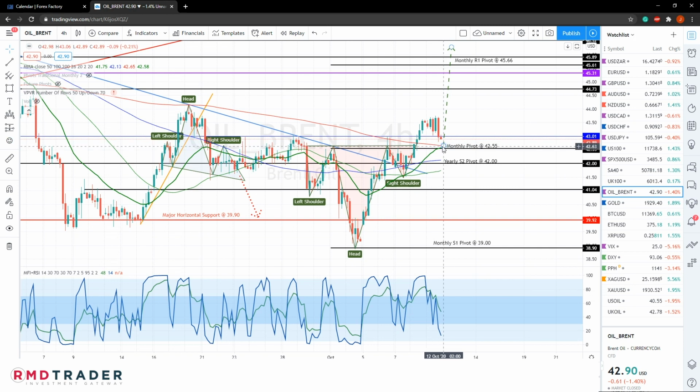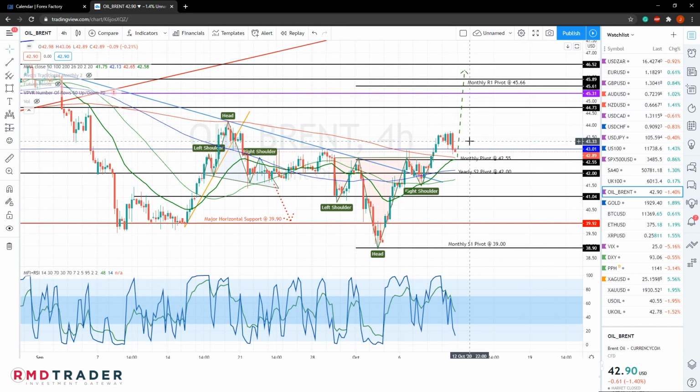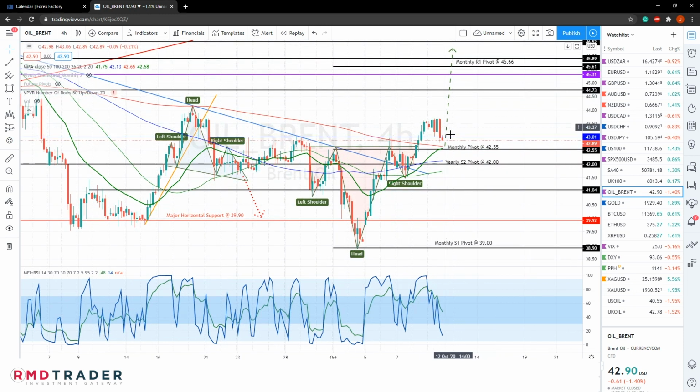So just keep an eye out on price action, as a move higher from here could potentially see price move higher into various levels of resistance, but within the eventual target above our monthly R1 pivot at 45.66, and potentially even as high as the highs that we saw in September at 46.50. So that would be in the scenario of a bullish move.